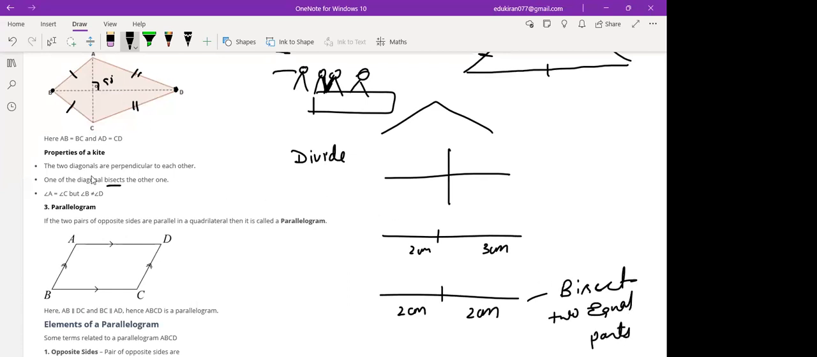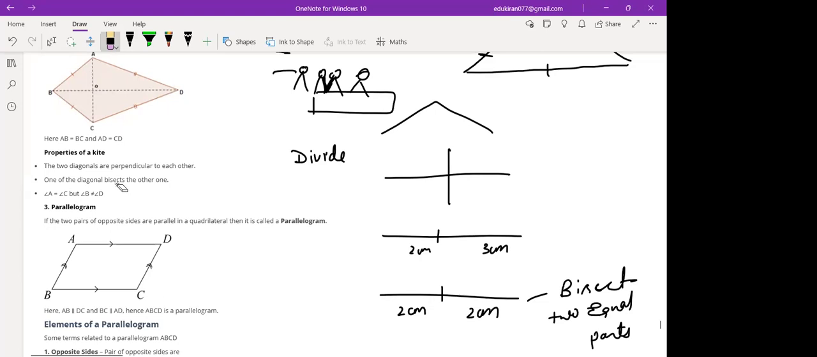Yes, ma'am. So for example, this diagonal is bisecting this into two equal parts. Clear? This is dividing into two equal parts. One of the diagonals bisects the other one. I'm not talking about both. For example, this BD is dividing this AC into two equal parts. This is equal and this is also equal. And angle A is equal to angle C. But angle B is not equal to angle D, because you can see the difference. Right?